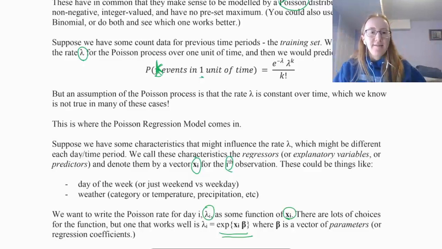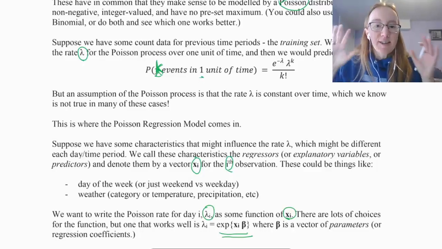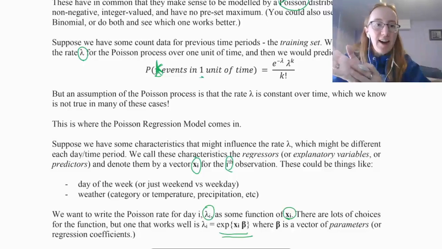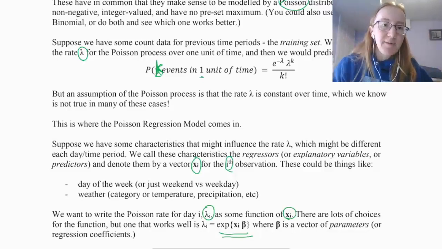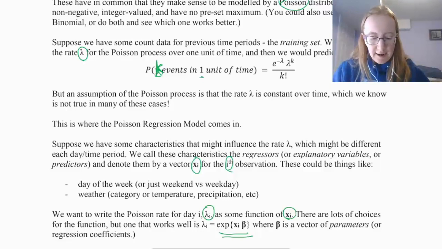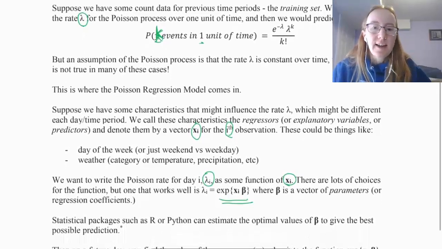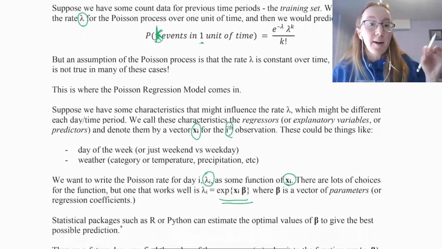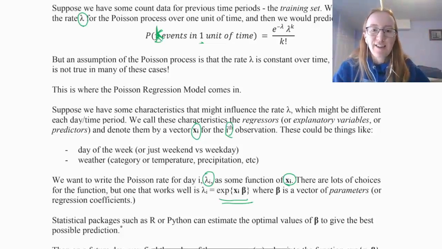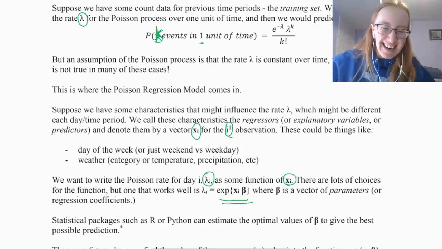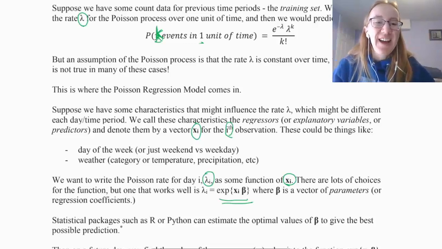So that's the basic idea. We say some function of these xi's, these explanatory variables, and some parameters beta, is the Poisson rate that we think is going to apply for this particular day. And there are lots of statistical packages like R or Python that can estimate the best possible choices of beta to give the most accurate prediction. In fact, that is essentially the entire point of Stat 231, figuring out the optimal values of beta to use in any kind of regression model.